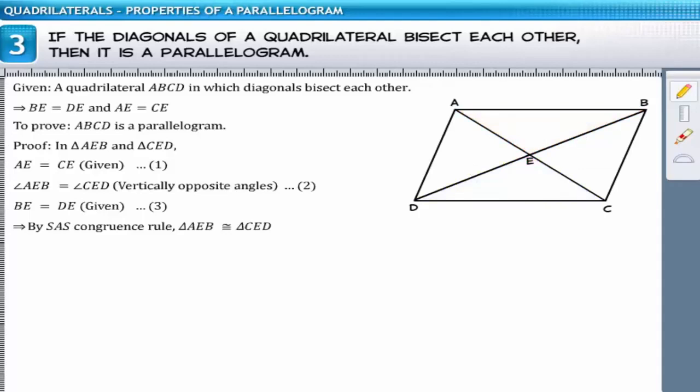Now, since corresponding parts of congruent triangles are equal, angle ABE is equal to angle CDE, which are the alternate interior angles for lines AB and DC and transversal DB. Thus, AB is parallel to DC. Also by CPCT, AB is equal to DC. Thus, in the quadrilateral ABCD, we have a pair of opposite sides equal and parallel. Hence, it is a parallelogram.